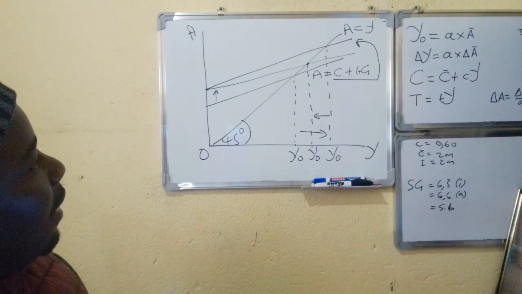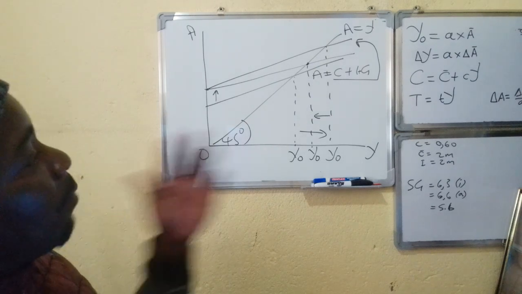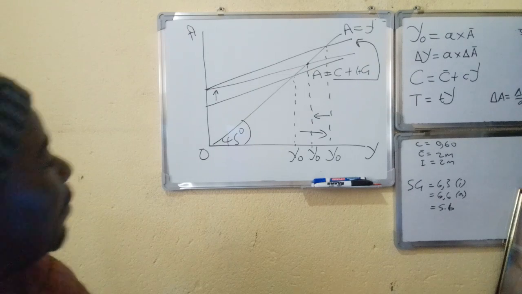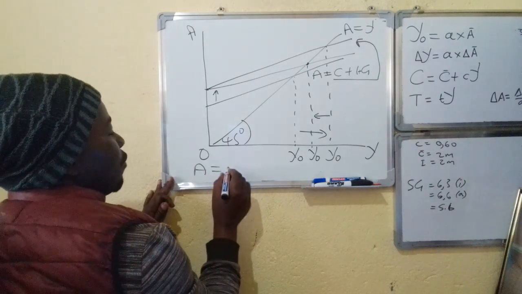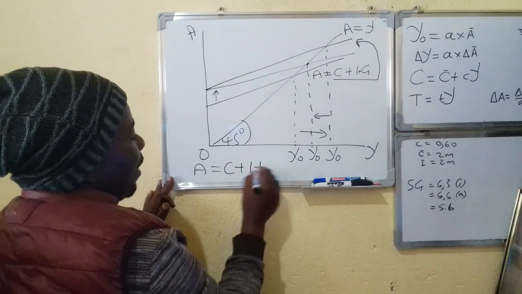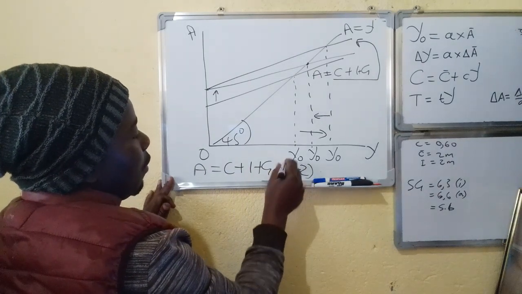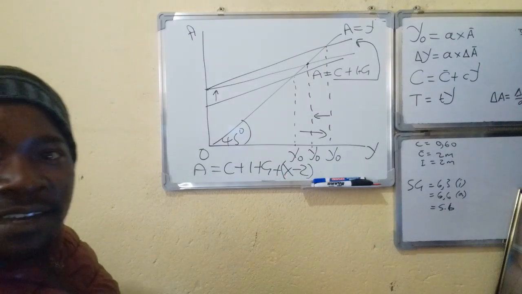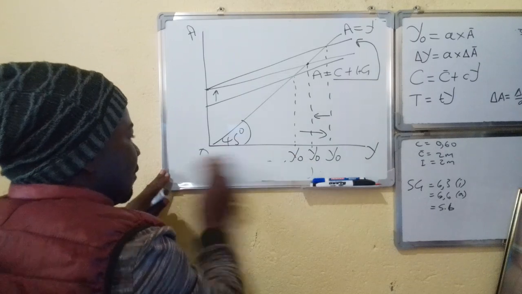And then if we include imports and exports, remember there is this thing we haven't yet used. We said aggregate expenditure equals C plus I plus G plus X minus Z. We haven't dealt with X and Z yet. So let's see what will happen if we include X and Z.